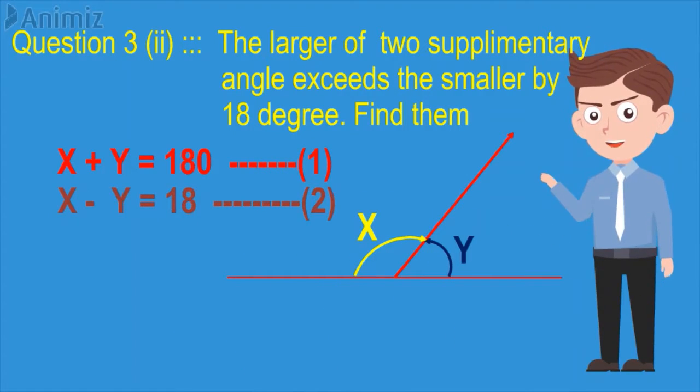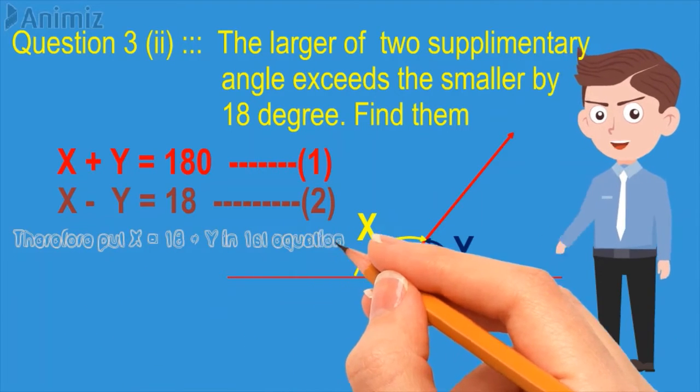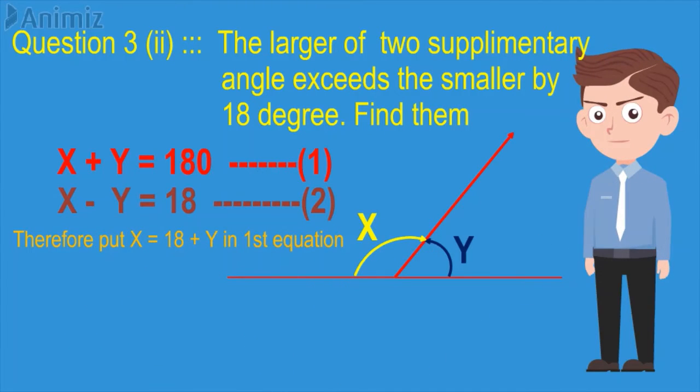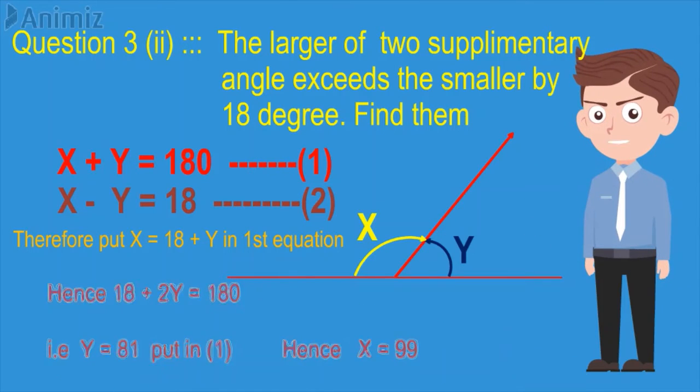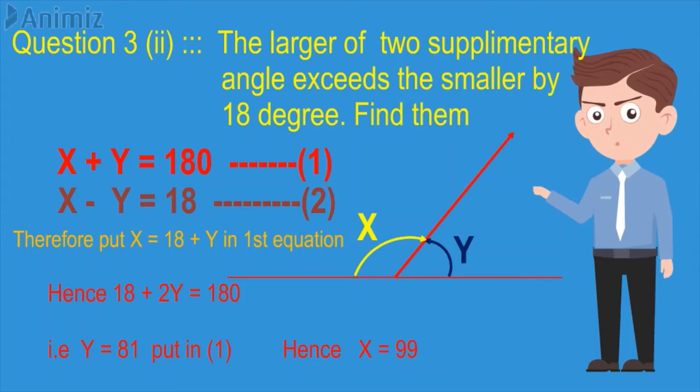From here we can say that x is equal to 18 plus y, and put it into the first equation. Hence you can find that the smaller angle is 81 degrees, y equal to 81, and x is equal to 99 degrees. This is how you can find the solution for questions related to geometry.